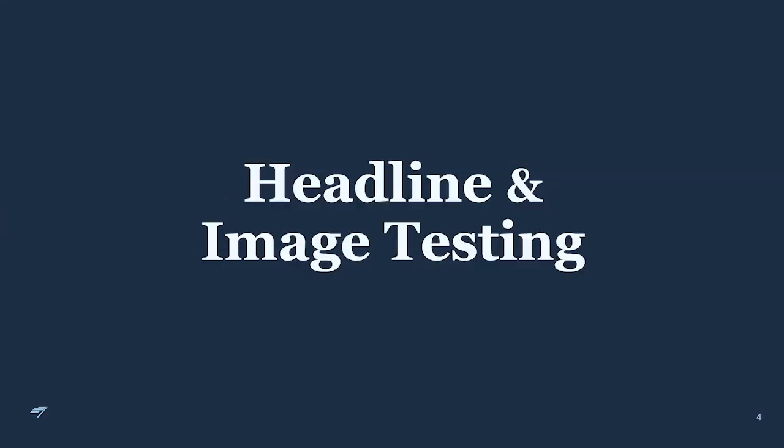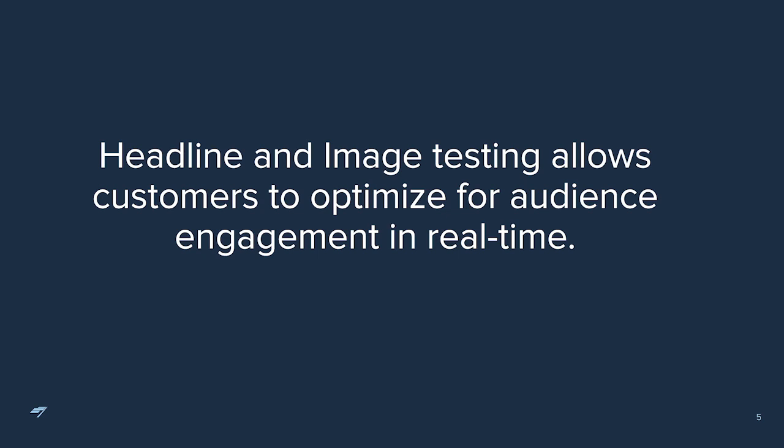First, what is headline and image testing? Headline and image testing is one of Chartbeat's core products. It enables our customers, primarily online news publications, to optimize for audience engagement in real time. Basically, this is a tool that allows our client to rapidly A/B test headlines and images on their homepage to find what most captivates readers and encourages them to click and engage with an article.